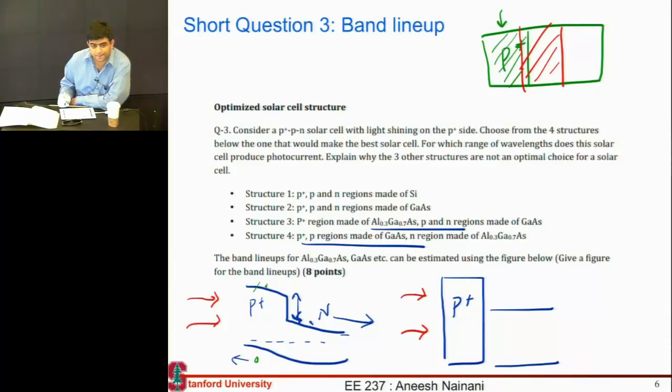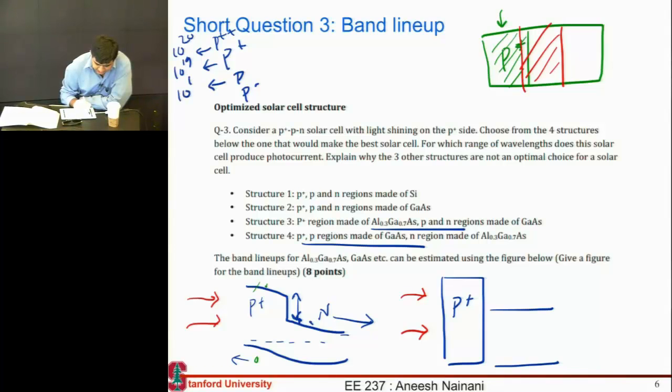What is the P plus signified as? Is that a larger band gap? No. P plus or P minus, these are just doping levels. P plus means high doping, and P plus plus means even higher doping. For example, this would correspond to, let's say, 10 to the power 20 per centimeter cubed. P plus would be something like 10 to the power 19, P could be something like 10 to the power 16, and P minus would be 10 to the power 14.